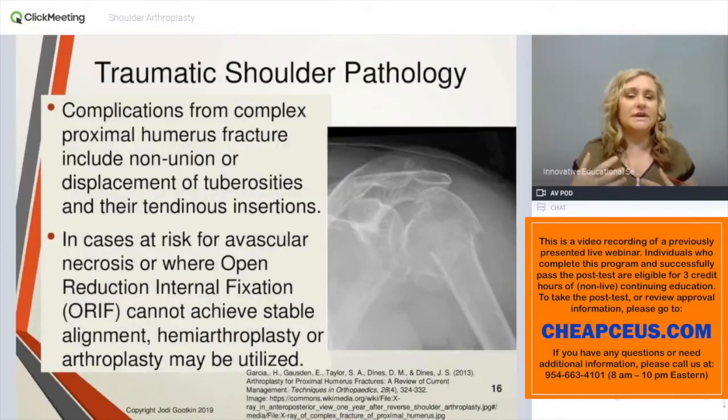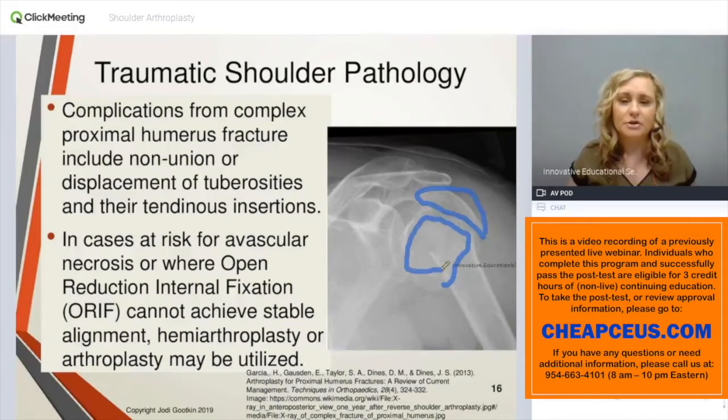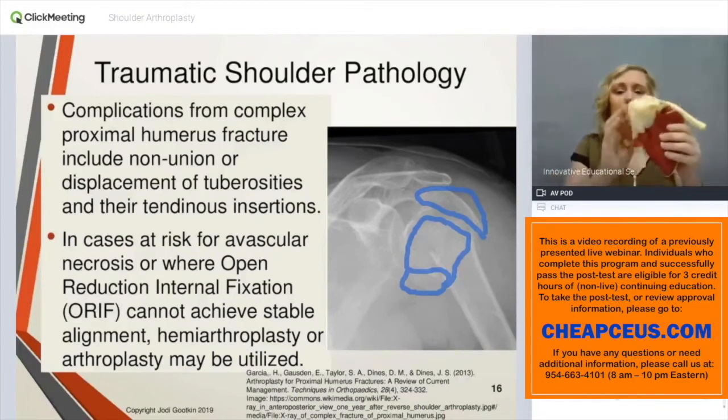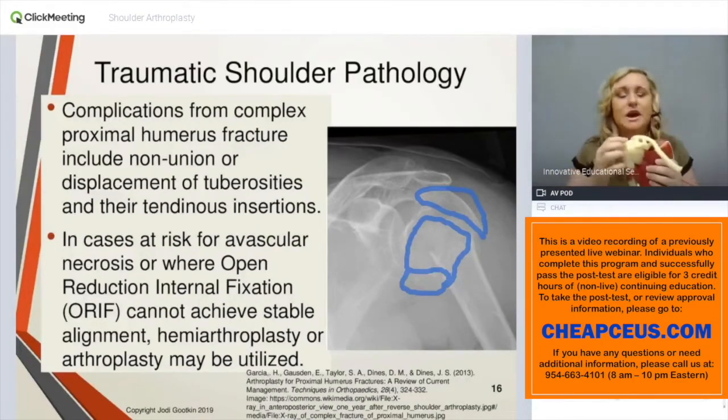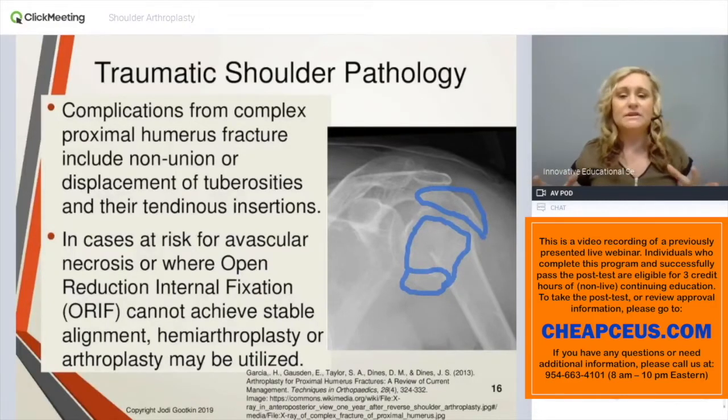When an individual sustains a traumatic shoulder pathology where they have a complex fracture, if we look at this X-ray here, we're looking at that proximal humeral head and tuberosities. We can see, I'll draw some lines to show you where they are all fractured off here. Remember, those tuberosities are where that rotator cuff is attaching.